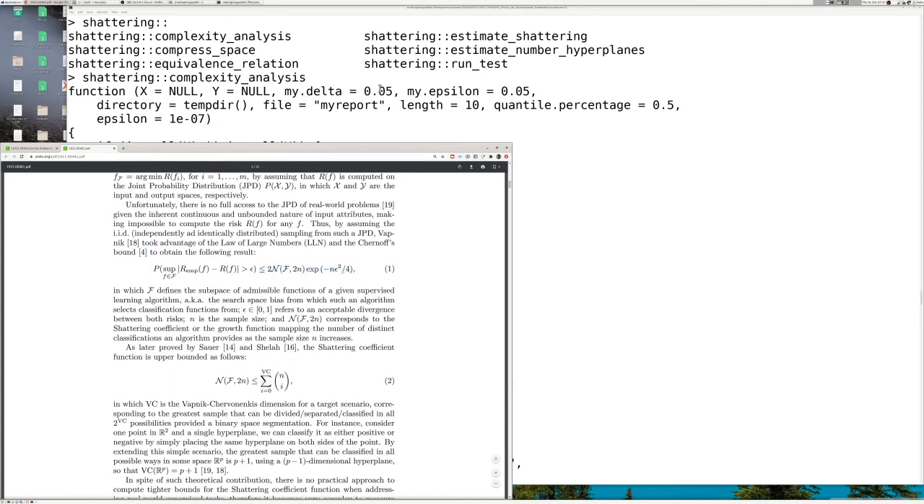If it is defined as 0.05, I will have a 95% confidence level for my uniform convergence, for ensuring that my empirical risk approaches the expected risk. Epsilon, of course, is this epsilon over here. If it's 0.05, I accept a difference of 5% between my empirical estimator and my expected risk.